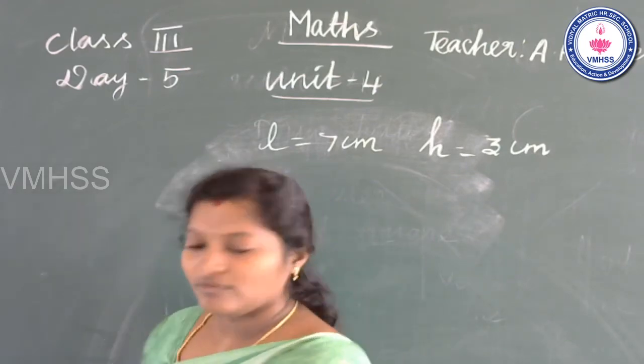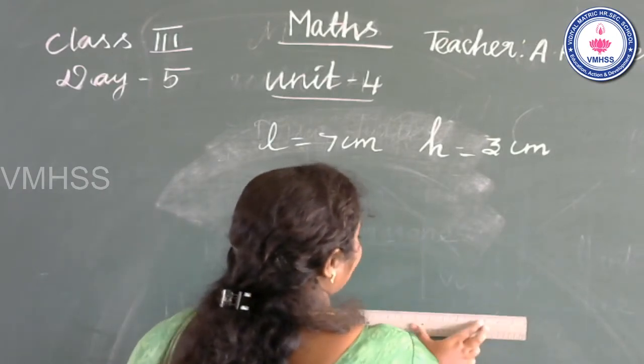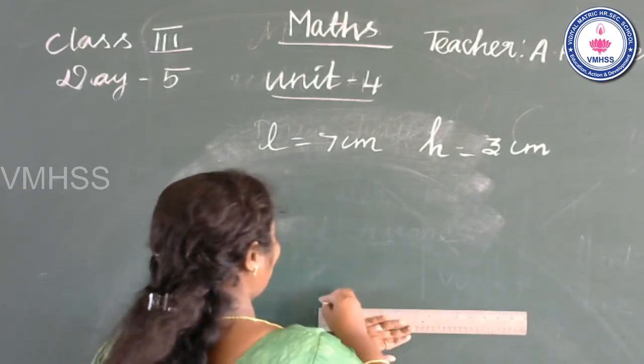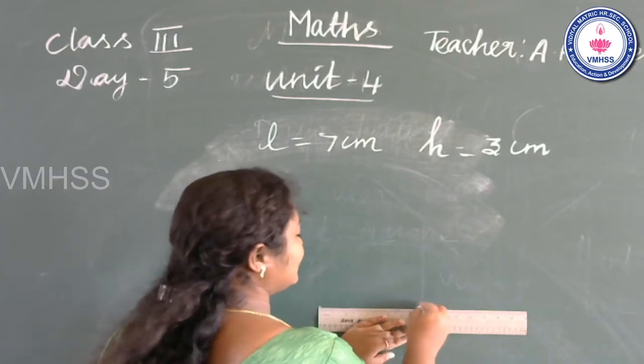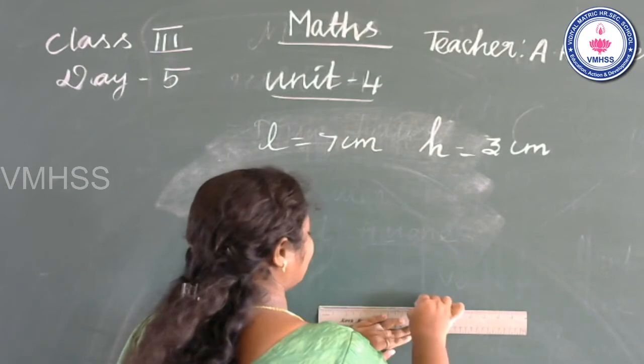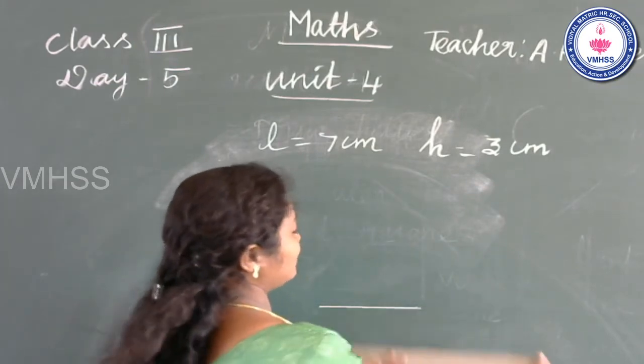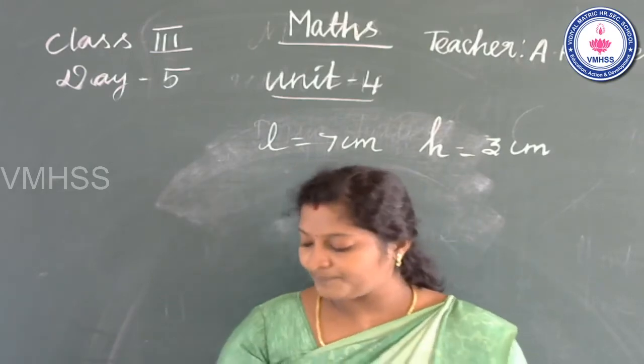Now, this is a horizontal line. Start at 0 and point out the 7 centimeter horizontal line. You understand? What is the first step?